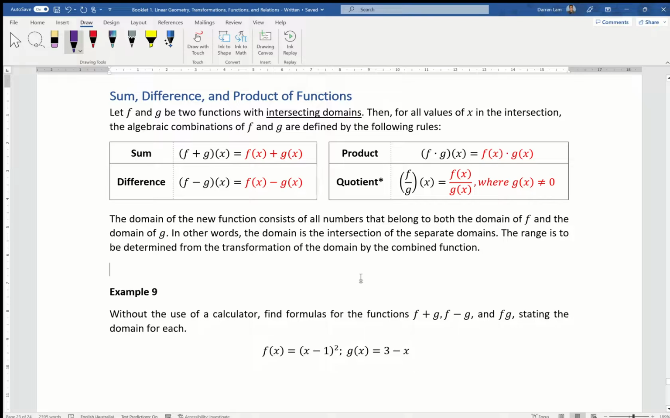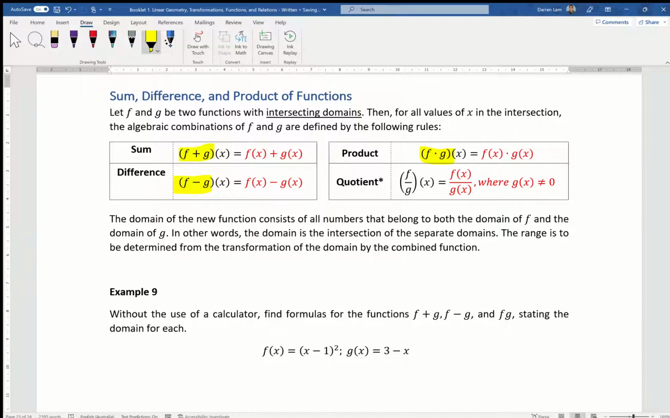Page 22. This is introduction to exercise 5.4 on sum, difference, and product of functions. All we're focusing on is ones that look like this: f plus g, f minus g, and f dot g. If we let f and g be two functions with intersecting domains, key being intersecting domains, then for all values of x in the intersection, the algebraic combinations are defined by the following rules.